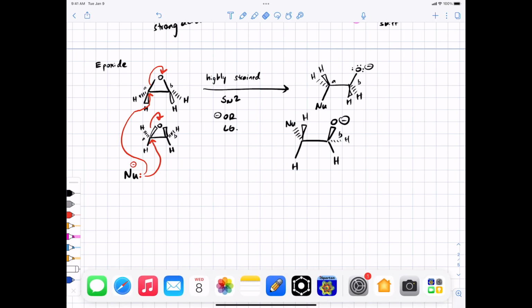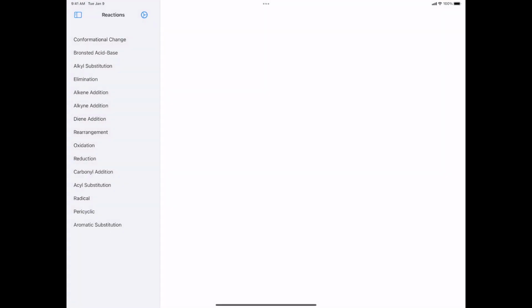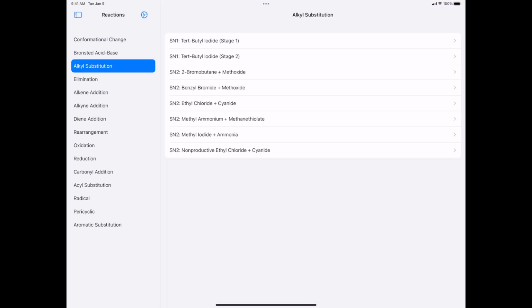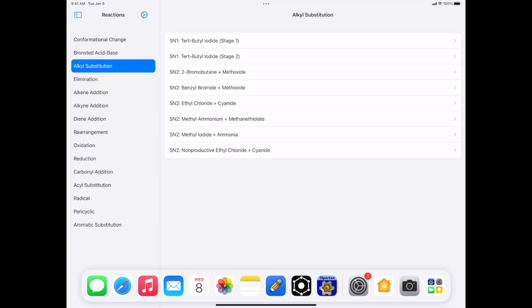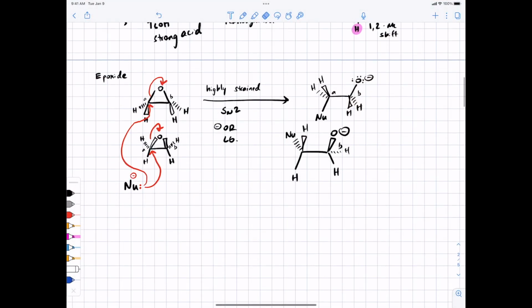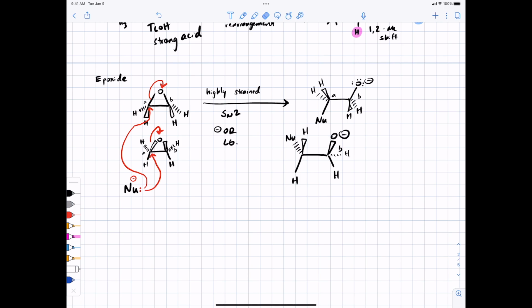I'm going to check real quickly to see whether the iROA app has any epoxide stuff in it. I'm not seeing any epoxide, so oh well. Very sad. Maybe someday. Okay. Questions so far?